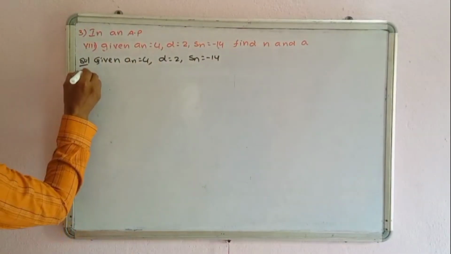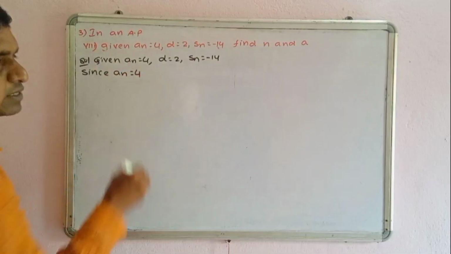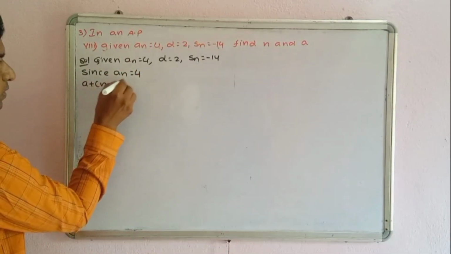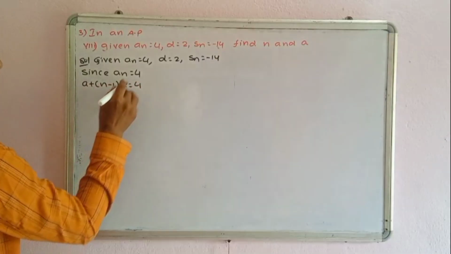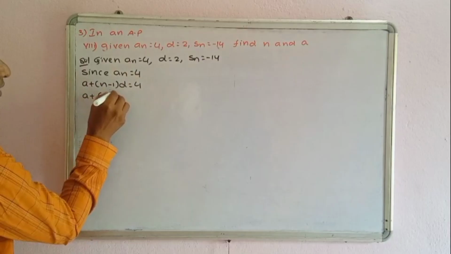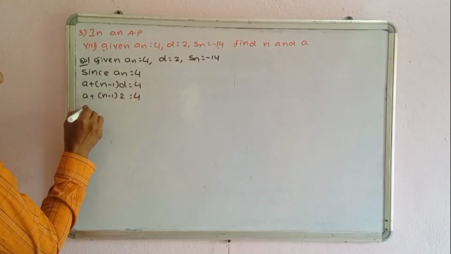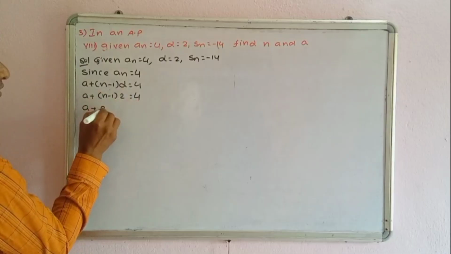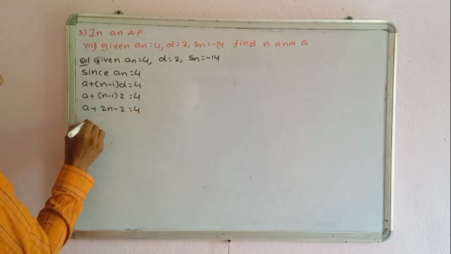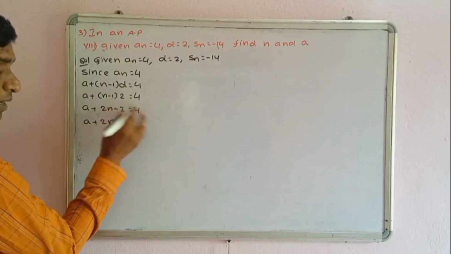Okay. Since an equals to 4, what is the formula of an? a plus n minus 1 into d equals to 4. We don't know the value of a also. a plus n minus 1, d value 2 equals to 4. a plus 2 times of n, 2n, 2 times of 1, 2 equals to 4. So a plus 2n minus 2 equal to 4.